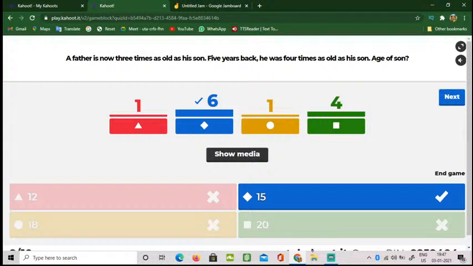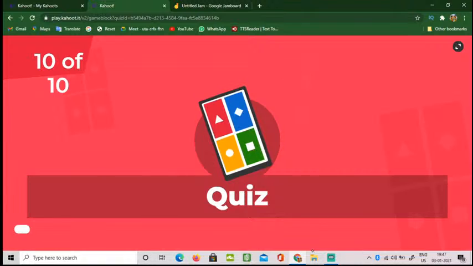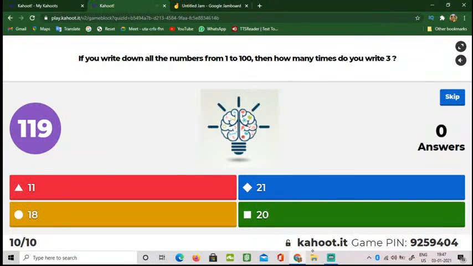Now let me check the scoreboard. Okay, still there is no change in the scoreboard. Now let's move on to the next question. If you write down all the numbers from 1 to 100, how many times do you write 3? They are asking how many times you get 3 in the numbers 1 to 100.